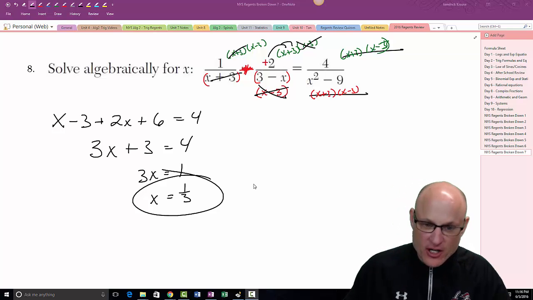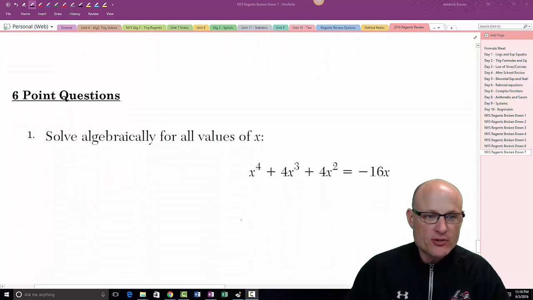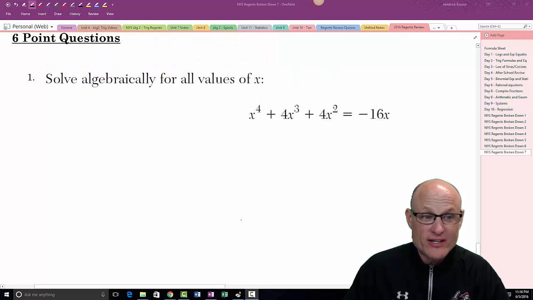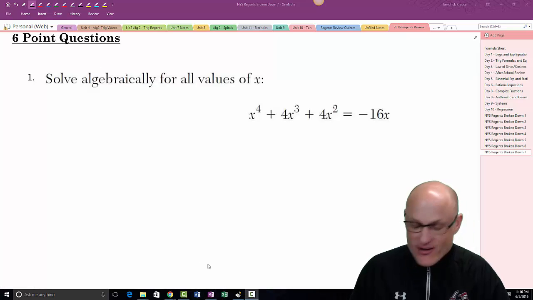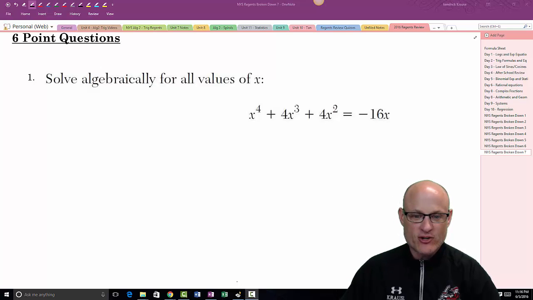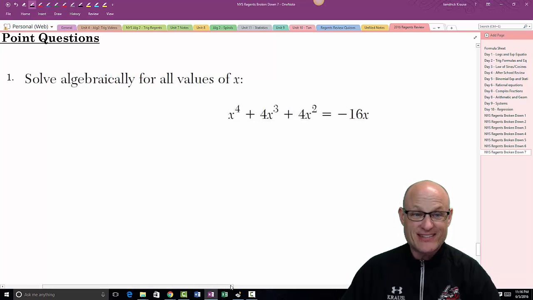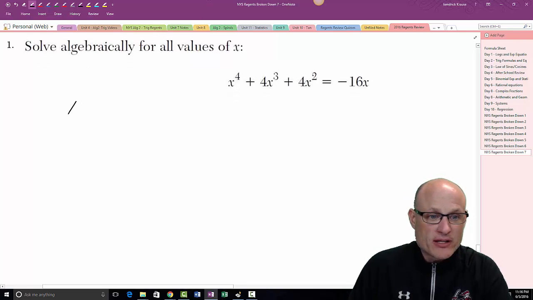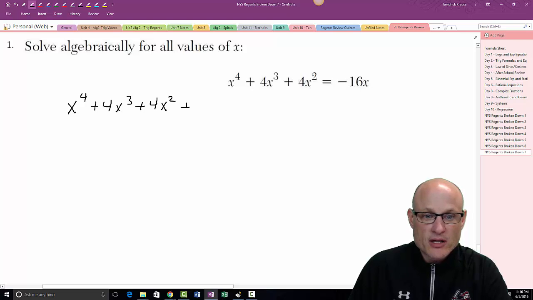Okay, I think all I got left are 6-point questions. I hope that's it. Got 2 6-point questions left, and we're done. Now, these are 6-point questions off Regents exams. So that means they're not easy. That means there's a really good chance on this one, especially, that you're going to have imaginary answers because it's a 6-point question. So first things first, let's take and bring the 16x over. So x to the 4th plus 4x cubed plus 4x squared plus 16x equals 0.